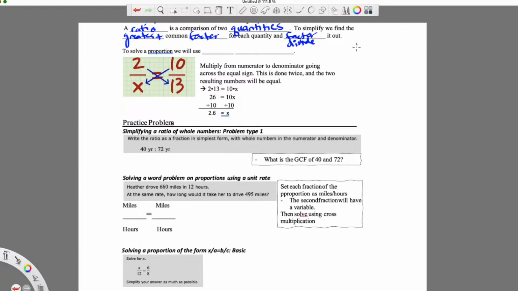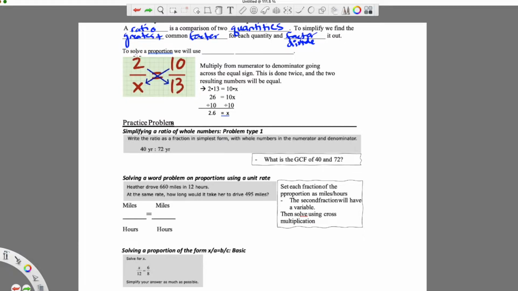So if I'm comparing the numbers 3 and 9, for example, this is a ratio. This is a comparison of two quantities, 3 and 9. Well, they can both divide by 3. So I can say 3 divided by 3 is 1, and 9 divided by 3 is 3. So I can simplify this ratio of 3 to 9 to 1 to 3. It's just a way of simplifying. So we're going to practice that down here in just a moment.